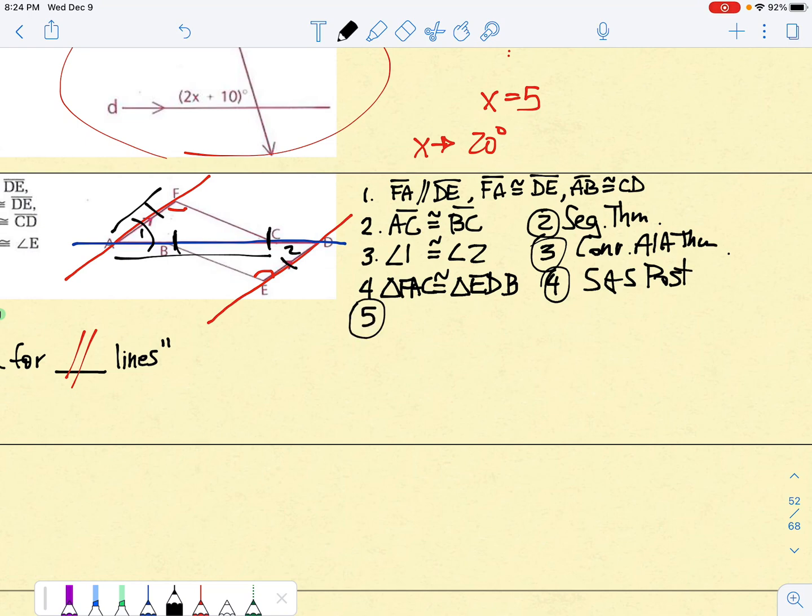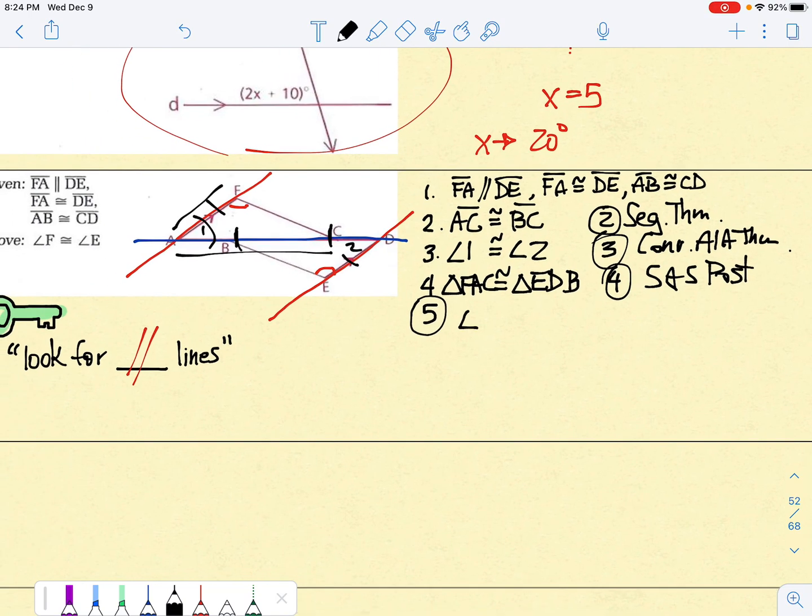And so finally I can take now apart. Angle F is congruent to angle E. And that is by CPCTC.